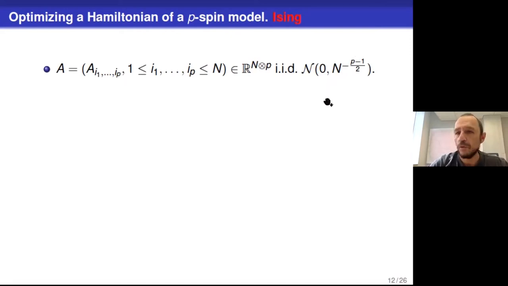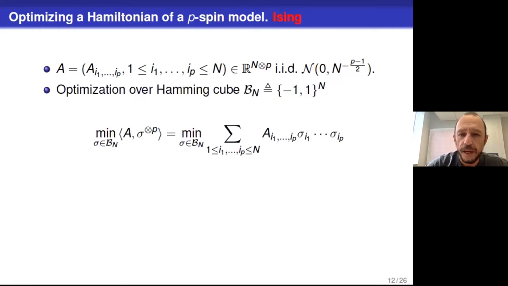Okay, so here we have this random tensor, and now over this random tensor, we try to find the optimal solution within the binary cube. So we fix the binary cube, {-1, 1}^n. Every solution is just a length n binary sequence of plus and minus 1s. For every solution, we simply take the inner product of the tensor A and the vector sigma, the solution tensorized to the power p. Alternatively, we just take the sum product expressed here. And we try to minimize.